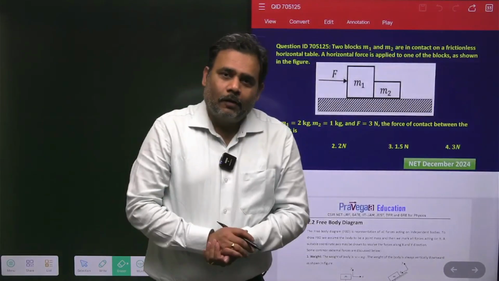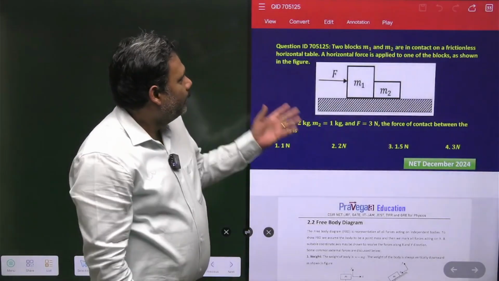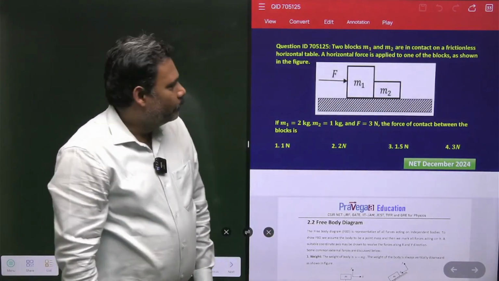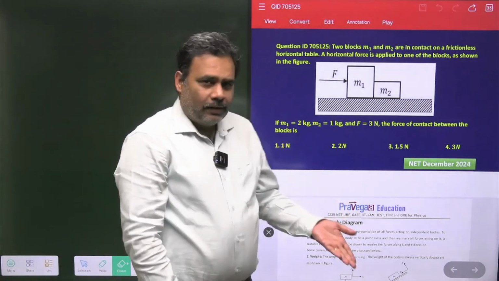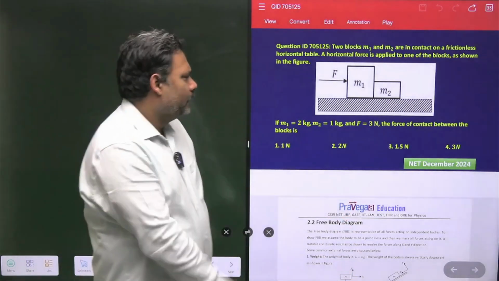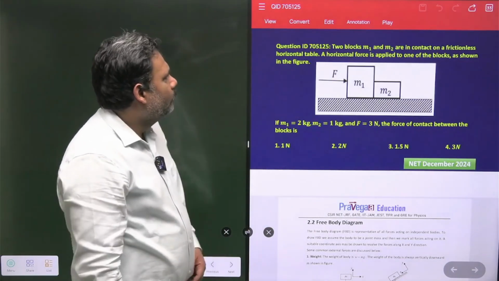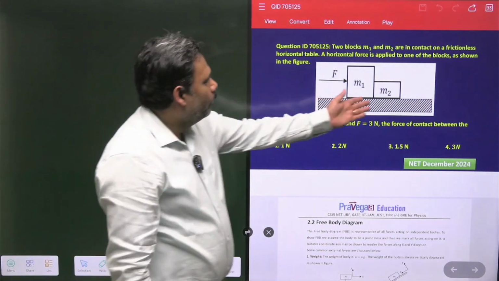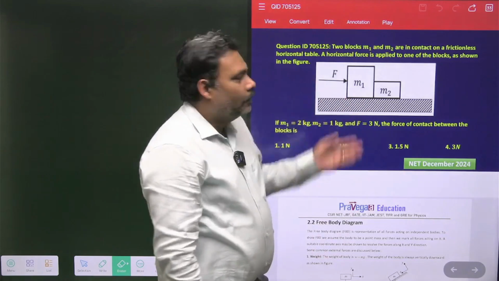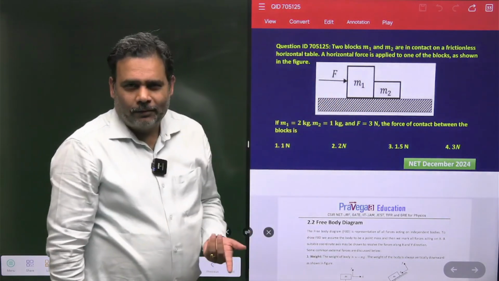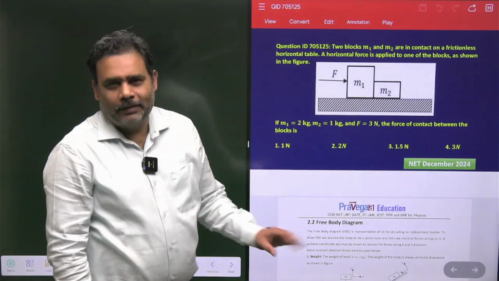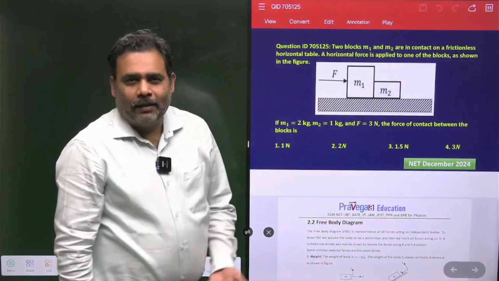Students, let's try to solve one more question from the CSIR NET 2024 December exam, which was held on the 2nd of March. This is question ID 705125. Two blocks are given and one horizontal force is applied. We have to find the contact force between M1 and M2. Simplest question of physics, just a class 11 question.